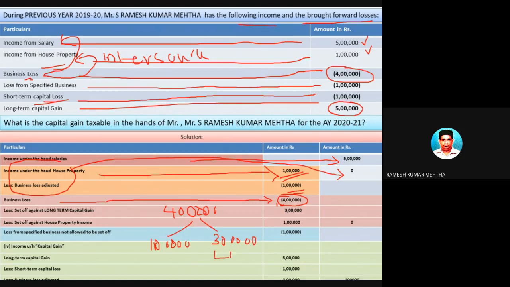I'm just repeating once again, there was a loss of 4 lakh rupees from business, which I consider and assume to be a regular business. So there was no business gains. So we have to go for inter head adjustments. That is the second step. So the second step says that this 4 lakh rupees loss from the business cannot be set off against income from salary.